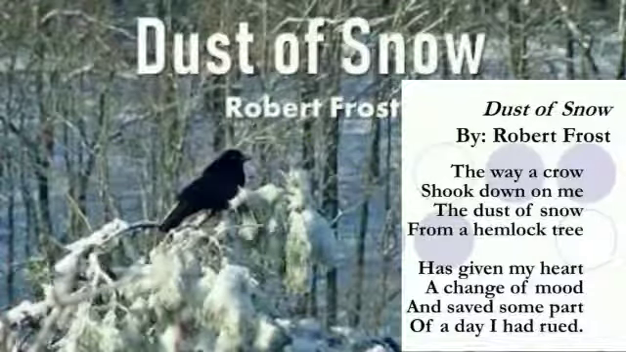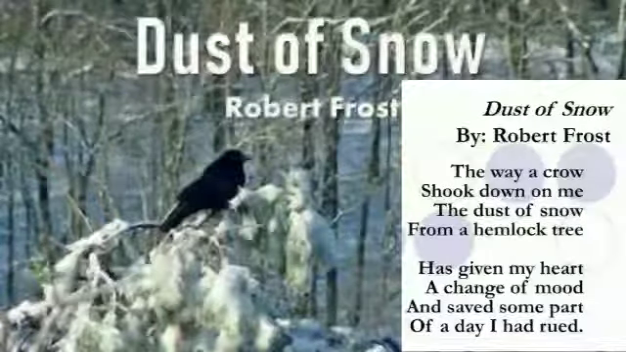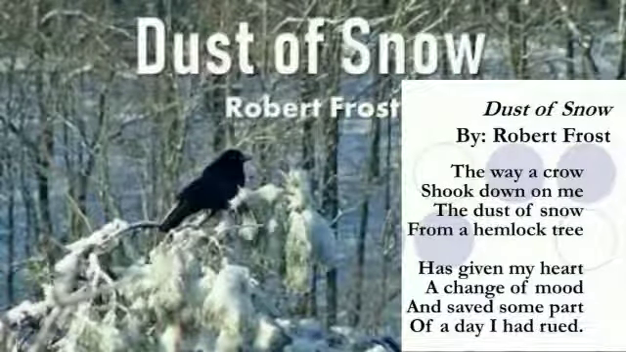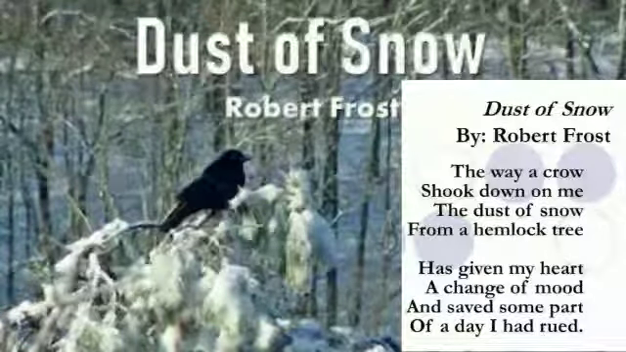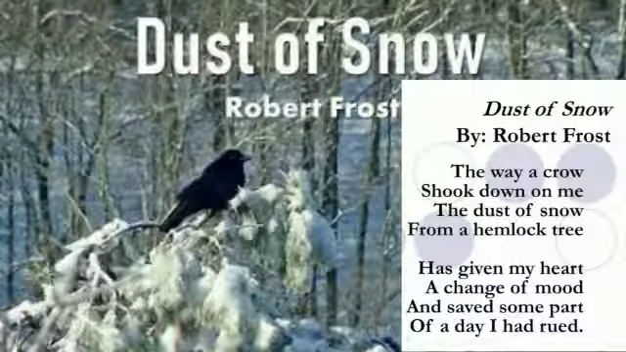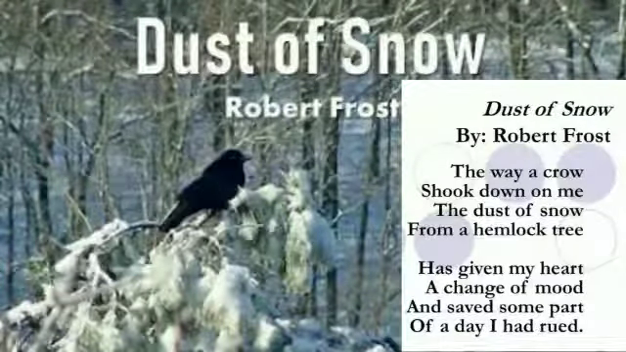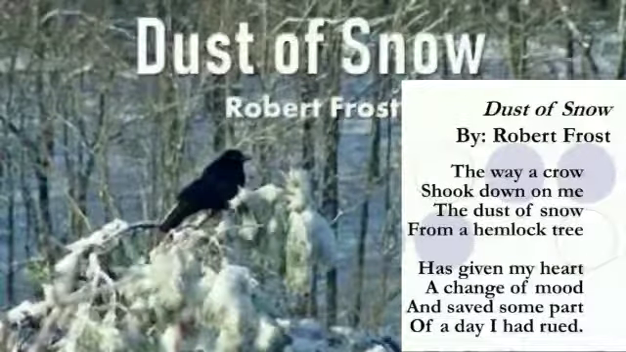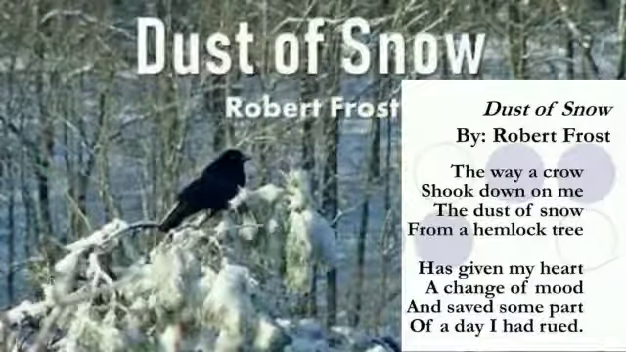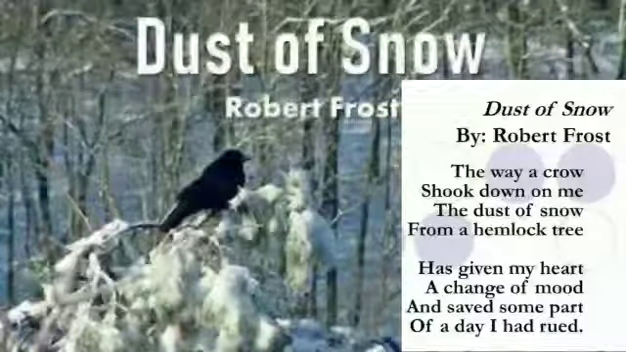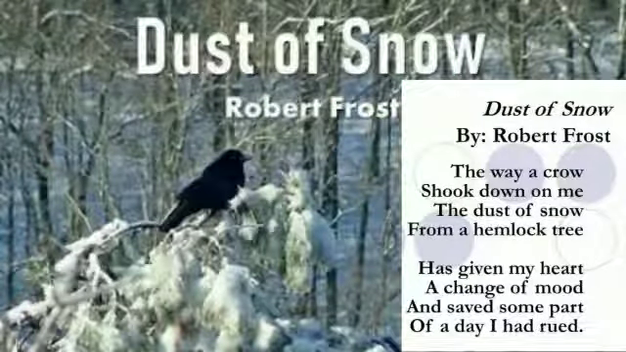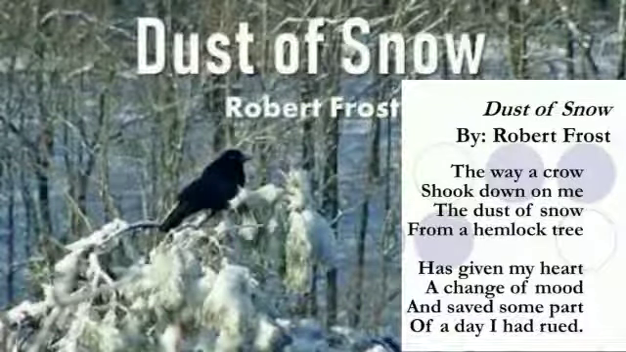What is a hemlock tree? The hemlock tree is a poisonous herb. It is never used with good things or with happiness. It is always used with bad things, sorrow or bad omens. So after understanding the meaning of hemlock tree and crow, and by seeing their use here in the poem, it seems that these are showing bad things and sorrow.